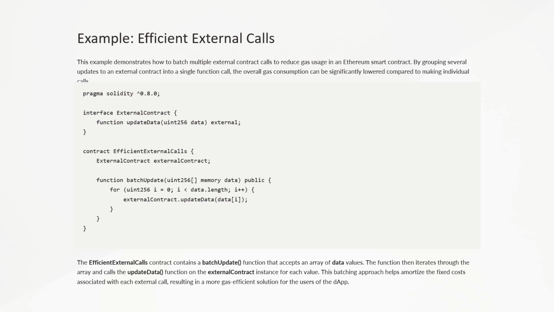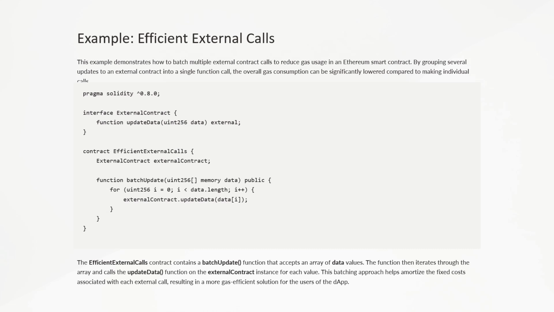The batchUpdate function is a public function that accepts an array of uint256 values called data as a parameter. Within the function, there is a loop that iterates through the data array. For each element in the array, the function calls the updateData function of the external contract instance, passing the value at index i. By batching multiple calls to the updateData function of the external contract into a single function call, the gas consumption is reduced compared to making individual calls.